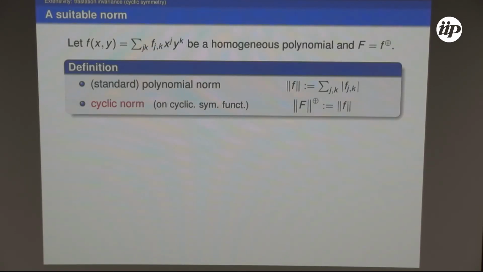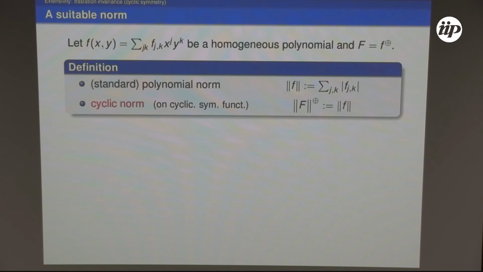Then, of course, we have to introduce some norm. If you take a homogeneous polynomial, and then you symmetrize and build the corresponding cyclically symmetric function, then you have the standard polynomial norm on the seed, and you define the cyclic norm on the symmetrized function as the norm of the seed.